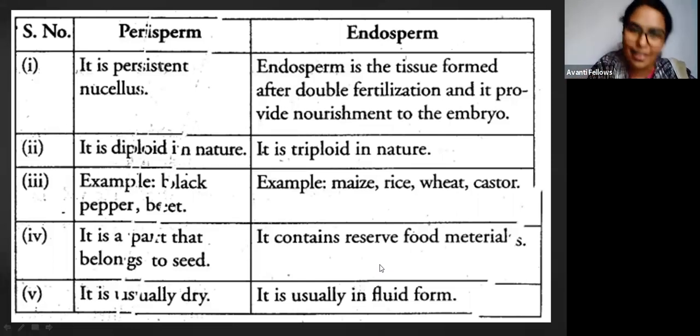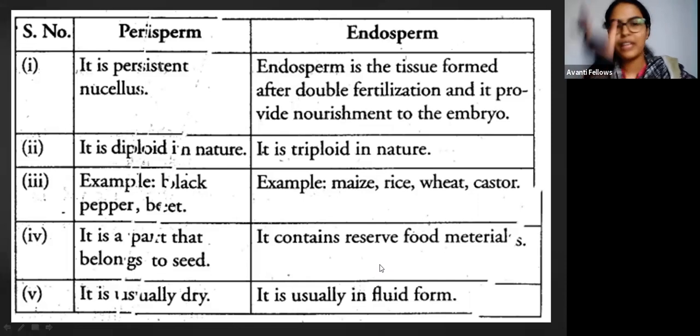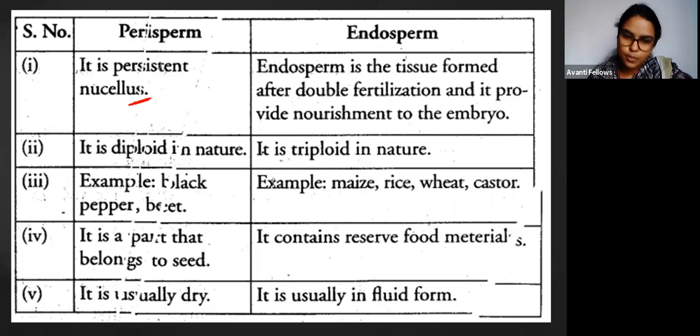Okay, so that is the difference between perisperm and endosperm. Keep this in your mind and keep studying. Perisperm is the remnant of the nucellus, whereas endosperm is formed by double fertilization, with one male gamete and two female cells, that is the polar nuclei. Endosperm is triploid in nature, while perisperm is diploid.